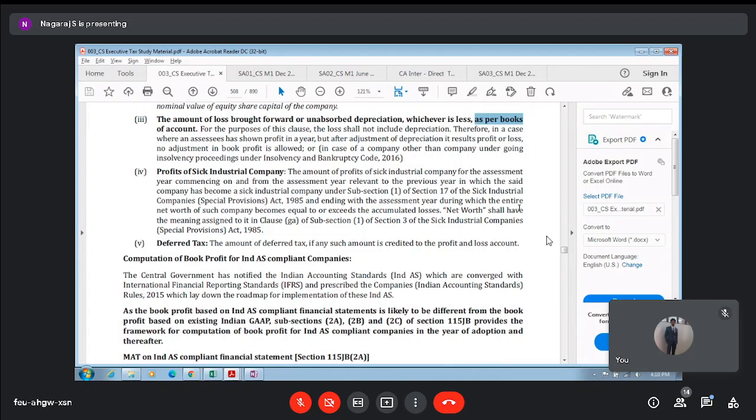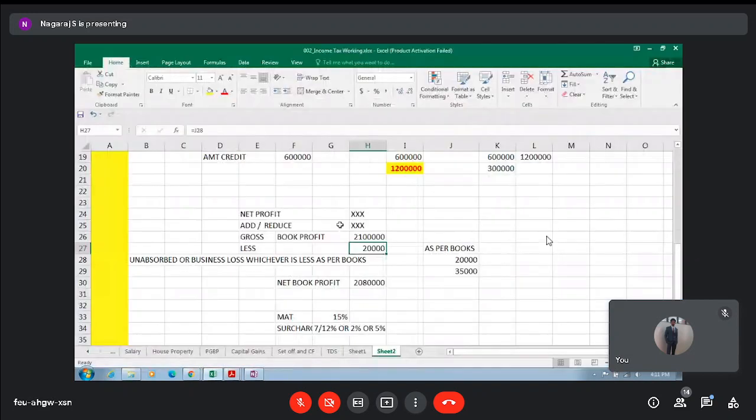As per books, they will give, as per Income Tax Act. Your mind will go, we are doing income tax, we need to take income tax. Don't. I told you, no? When you are doing MAT, you need to forget income tax. As per books, the loss or unabsorbed depreciation, whichever is less, you need to deduct. That is what we have done. Understood? Yes, sir.